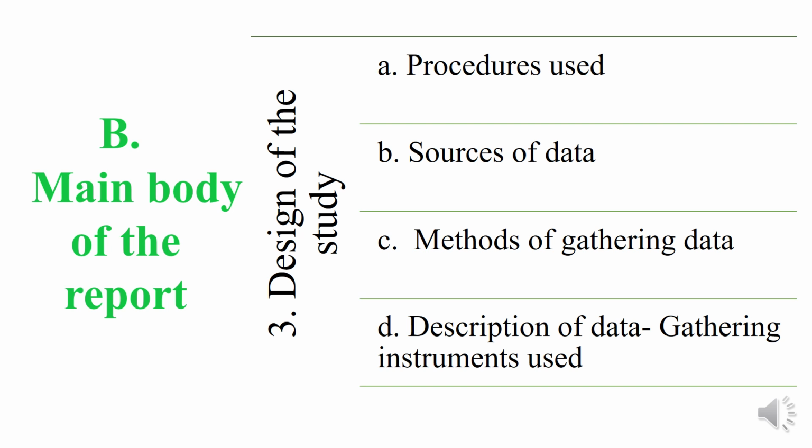While the part of design of the study includes procedures used. It means the steps you take in doing this research, how you do this research; you are going to include them in steps. This represents the procedures, and also sources of data, meaning from where you collect your data. That means the population and sample. This is the source of the data, and methods of gathering data, how you collect your data, for example by test, by questionnaire, and so on.